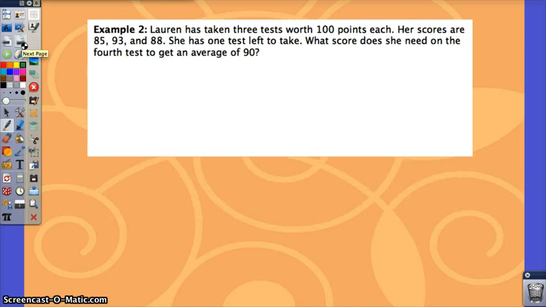So let's try another problem. We are not going to do too many that are just basic finding mean, median, mode, because you've done this before, this isn't your first year learning this. So we really want to take this farther.